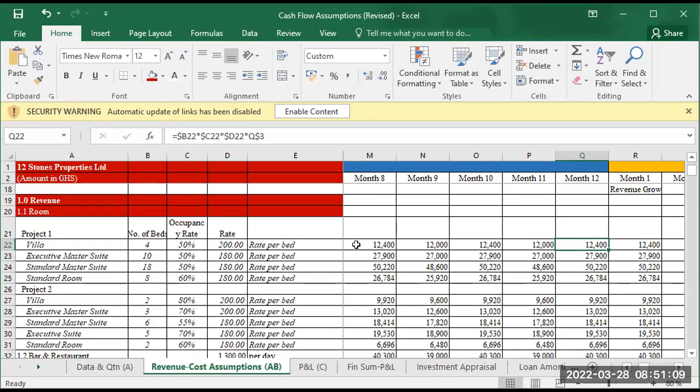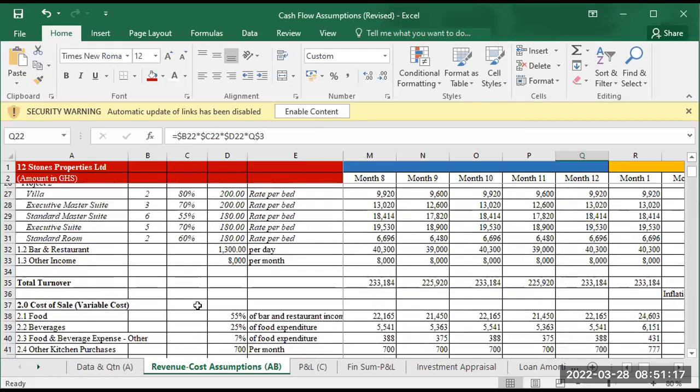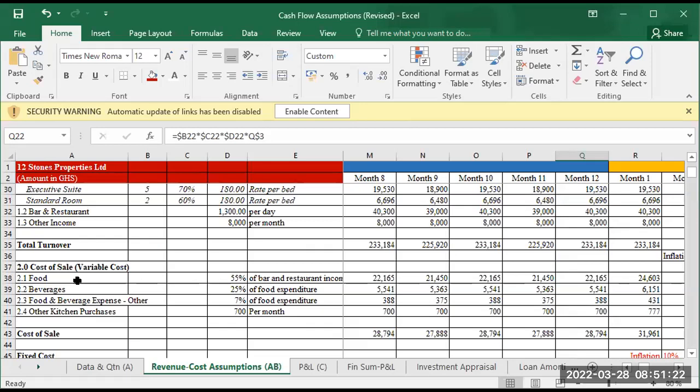And that's just how much we're making from Villa alone. We do the same for executive suites, and that's it. And this is a spreadsheet, so the formula has been entered. And for cost of sales, variable costs, how much we're spending on food, how much to prepare the food, to get the beverages ready, food and beverages expenses and others. And so this is it.